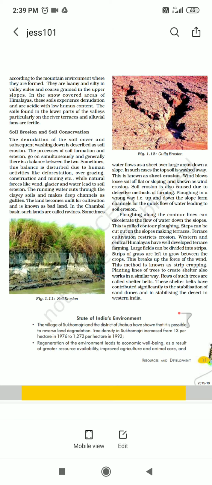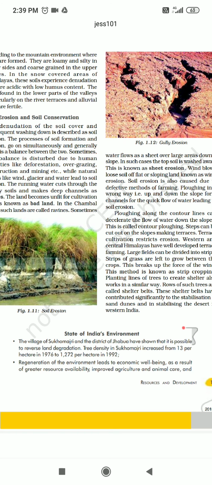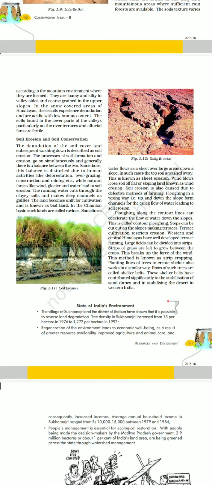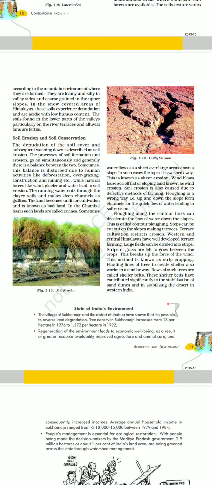The running water cuts through the clayey soils and makes deep channels as gullies. The land becomes unfit for cultivation and it is known as bad land. When water flows as a sheet over large areas down a slope and the top soil is washed away, it is known as sheet erosion. Wind blowing loose soil off flat or sloping lands is known as wind erosion.